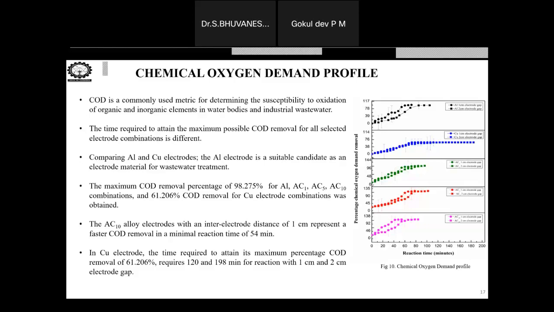Fertilizer means some plants may be tolerant to some extent to the copper or aluminum, like phytoremediation or something. They may be able to survive. Only thing we have to see is that it is not getting bioaccumulated or biomagnified, all the metal particles. That only. Okay. So that is his work. And we should try to use the electrode to the maximum.